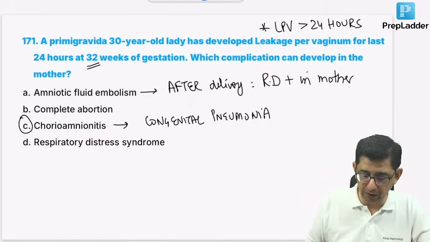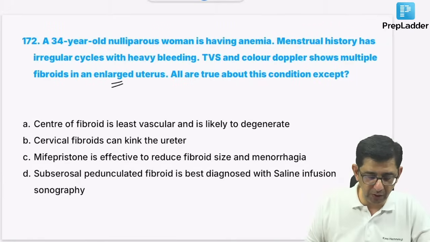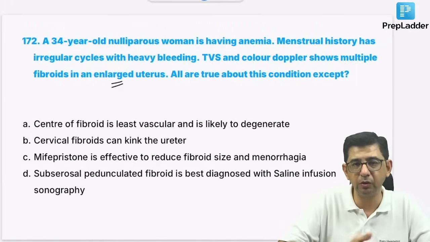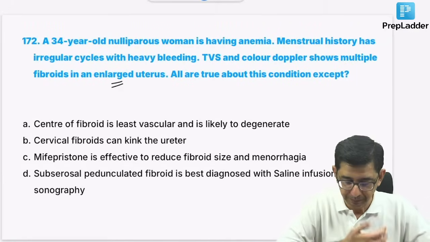So that would be congenital chorioamnionitis that would occur. Yeah, delivery has to happen. That's a good way to say that delivery has to happen. Okay.